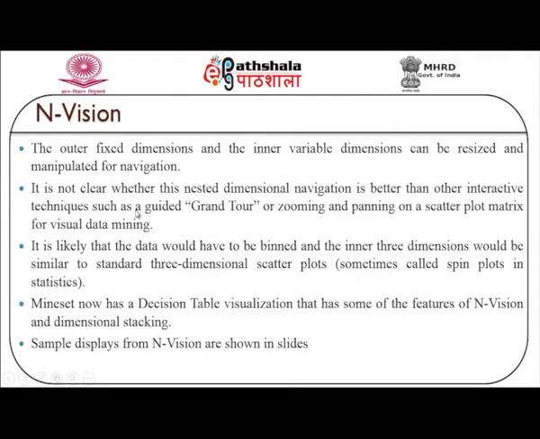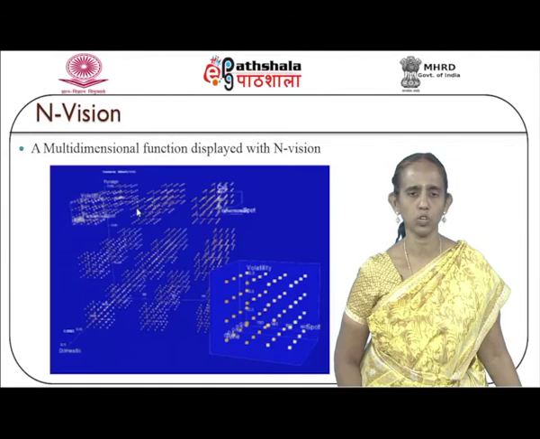It is not clear whether this nested dimensional navigation is better than other interactive techniques such as the guided grand tour, or zooming and panning on a scatter plot matrix for visual data mining. It is likely that the data would have to be binned, and the inner 3 dimensions would be similar to a standard 3-dimensional scatter plot, sometimes also called a spin plot in statistics. Mindset now has a decision table visualization that has some of the features of Envision and dimensional stacking. Sample displays from Envision are shown in the slides.